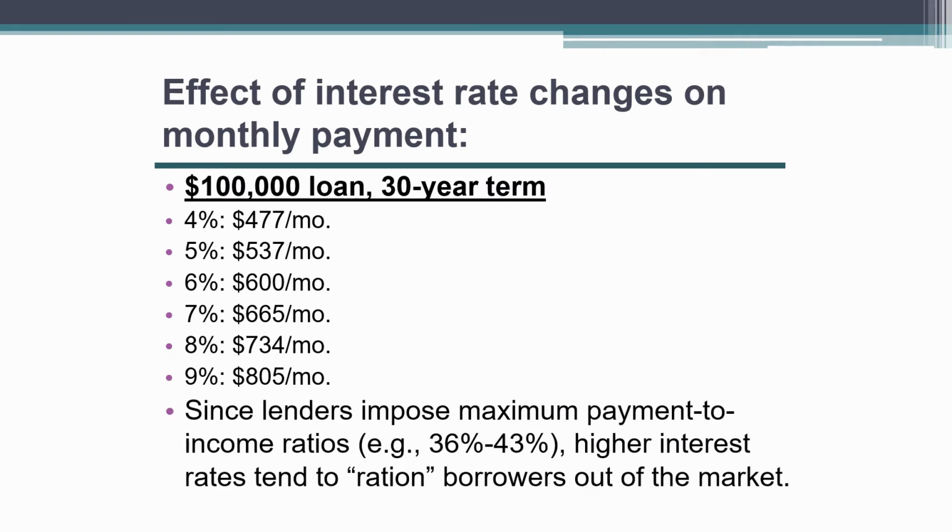Now, lenders impose a maximum payment to income ratio. The exact percentage that they require depends on the lender. It's generally between 36 and 43%. And what that means is that a borrower won't qualify for a loan if the loan requires a higher payment in relation to income than that percentage. So the result of having higher interest rates is that they tend to ration borrowers out of the market. As interest rates go up, fewer and fewer people can afford to buy a house or build a house.